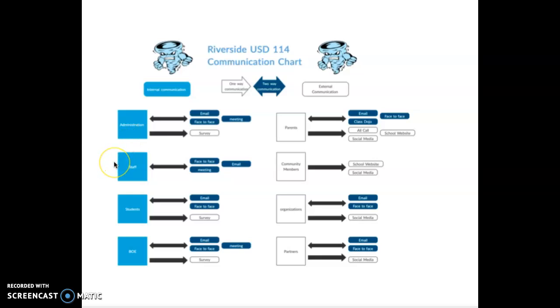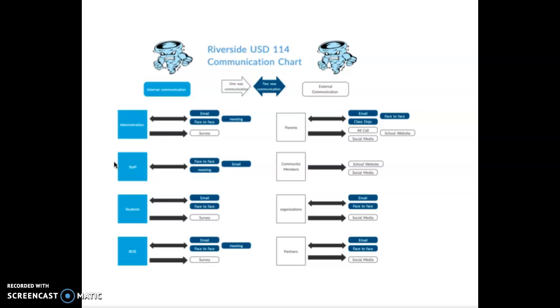The staff communicates two ways most of the time, and that is face-to-face, meetings, or emails. And most of the time that should be a two-way. Some people just don't respond. Then you've got the students. The students will communicate mainly to the staff, the teachers. And the two-way communication is email and face-to-face. Some teachers also will send the students surveys about their class and understanding things.